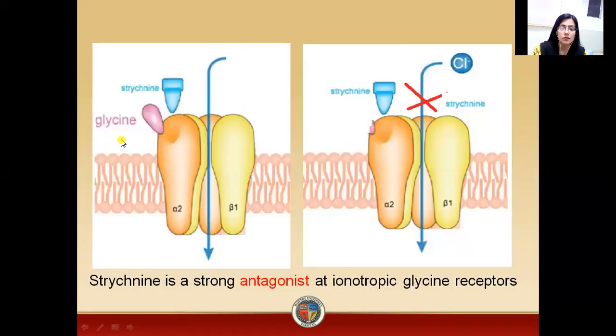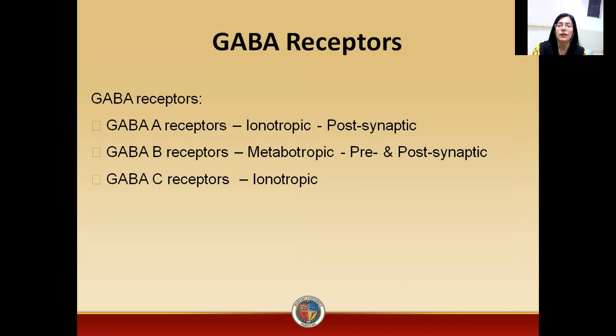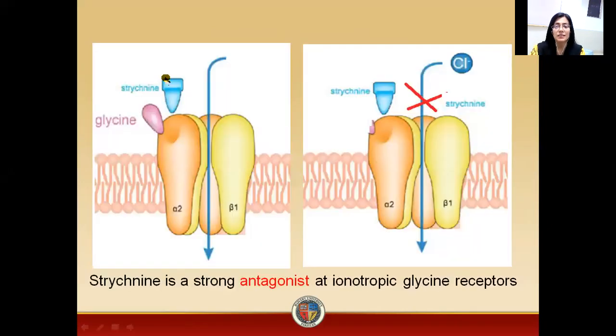Now, what is the antagonist of this glycine? Strychnine is actually the antagonist of glycine. This strychnine will compete with the glycine for this binding site, which is present on the alpha-2 subunit. As a result of this competition, it is possible that strychnine binds itself to this binding site. As a result, there will be inactivation of the receptor, and this receptor will remain in the inactivated state. In the R state, there will be no transformation of R into R star, that is activated receptor. Now, in the next section, we will discuss the GABA receptor.